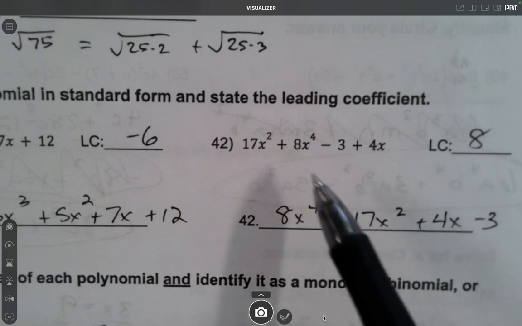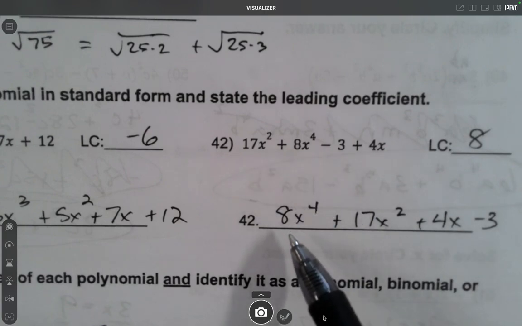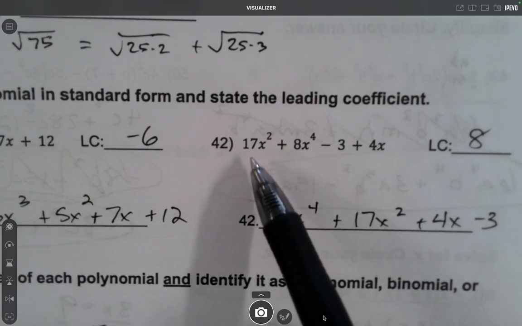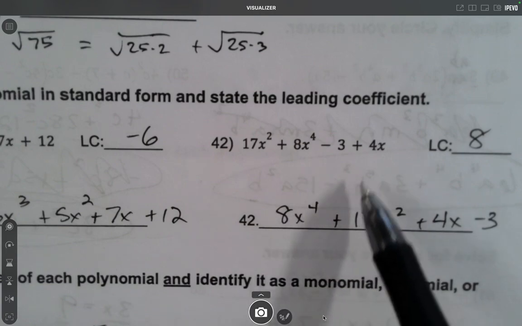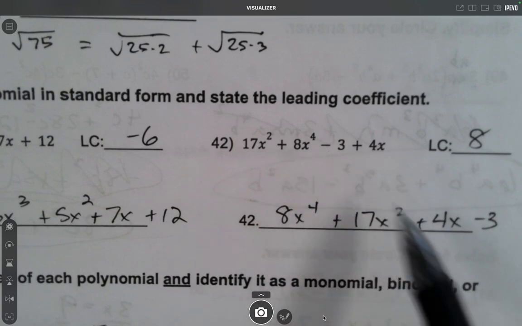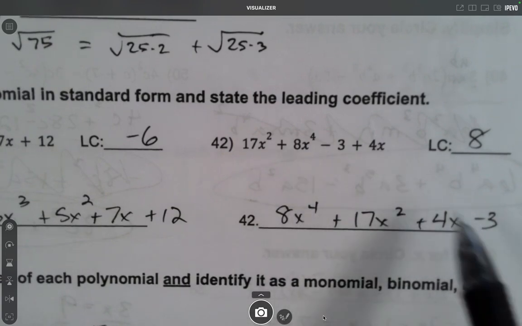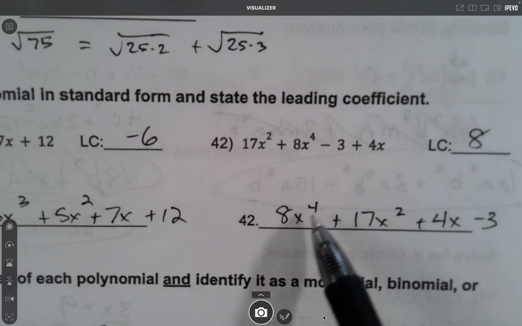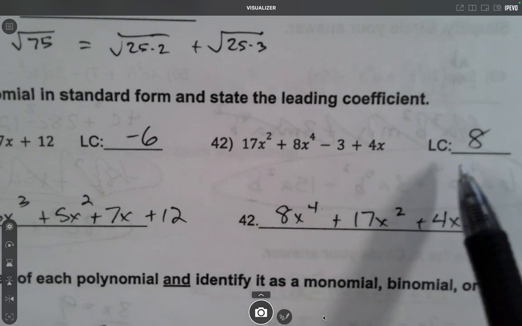42, the standard form, we start with the biggest exponent, 8x to the 4th, next smallest, 17x squared, next smallest, 4x, and the constant that has no variable, -3. And since 4 is the biggest exponent, the 8 in front of it is the leading coefficient.